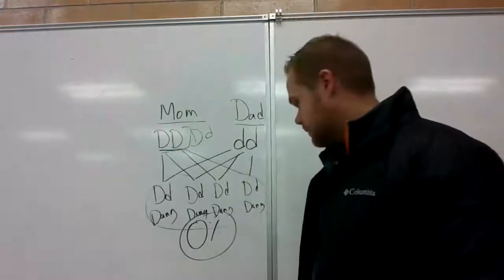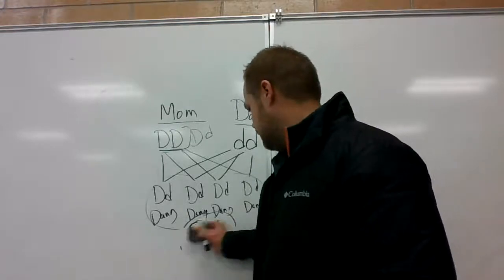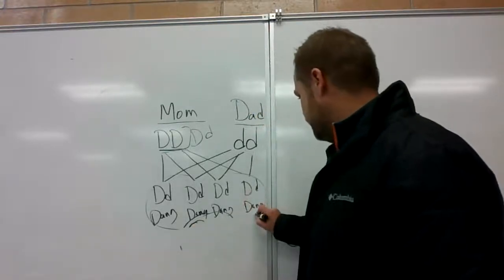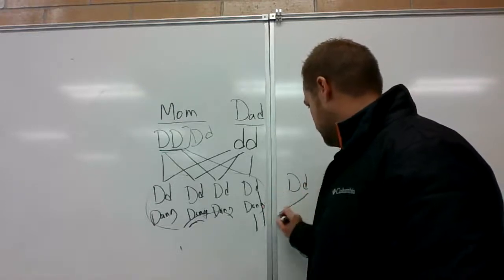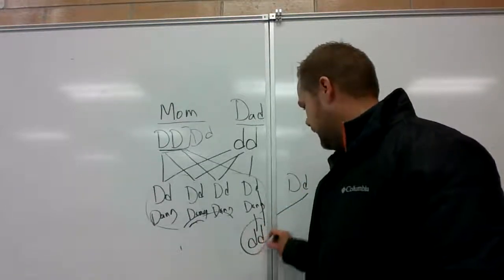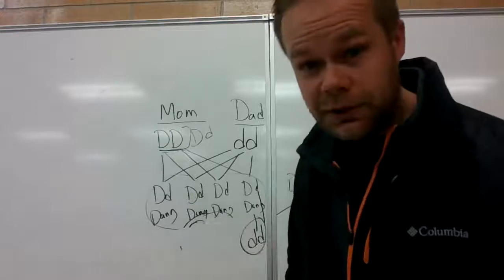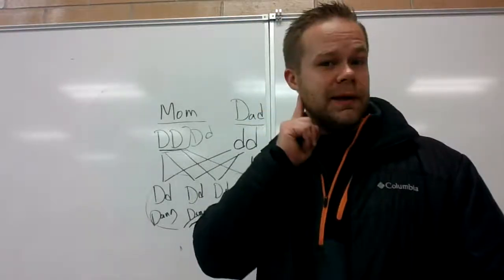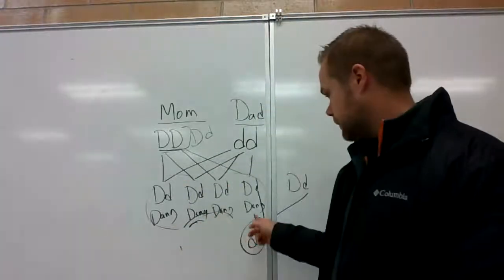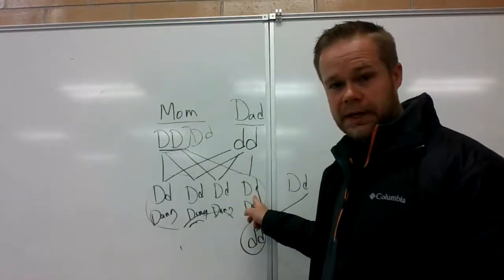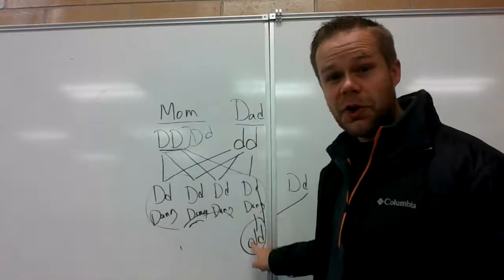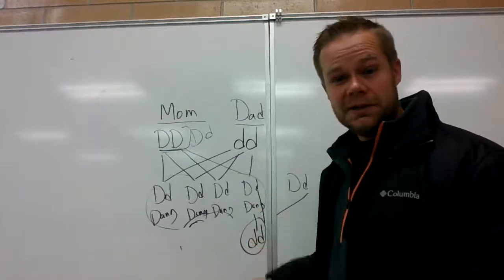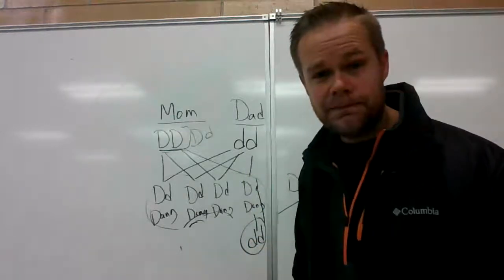However, there is one light at the end of this tunnel, which is that if my child marries somebody, they could give the little d, and my grandchildren could get my attached ears. And where did they get it from? From mom or dad, who got it from me. And so there is hope that maybe my grandkids could have my attached ears.